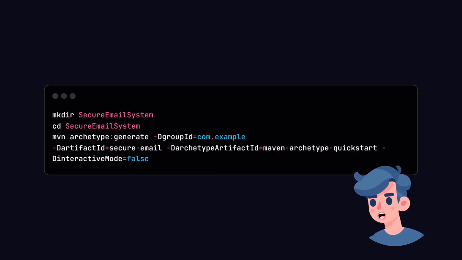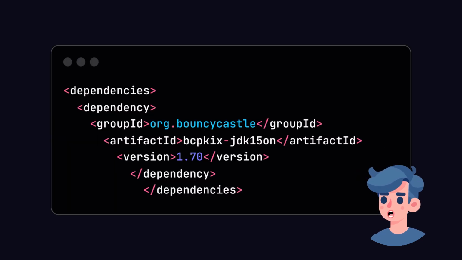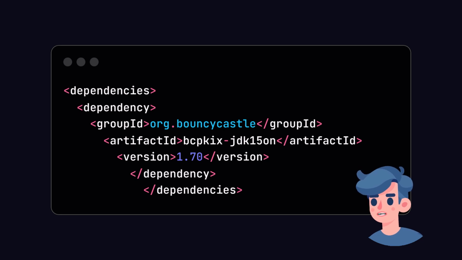We will be using Java 17 and Maven to manage our project dependencies. After generating the Maven project, let's navigate to the pom.xml file and add dependencies for encryption. We will use Bouncy Castle, a popular library for cryptography in Java.